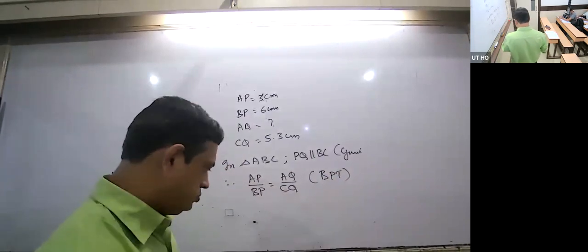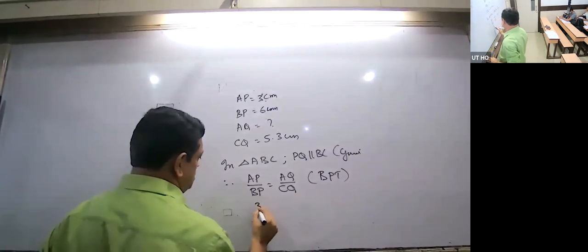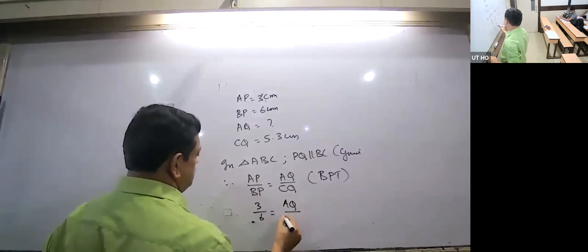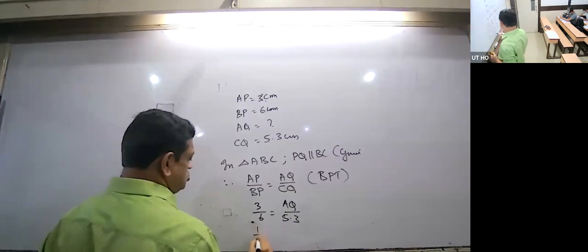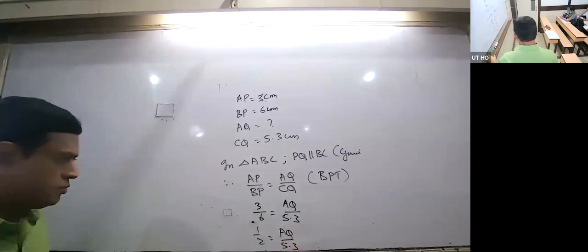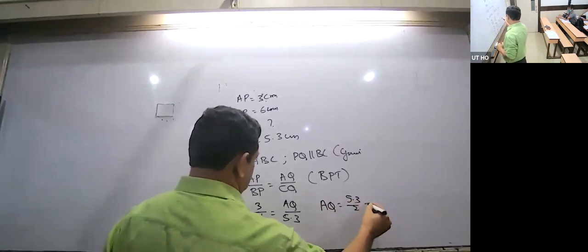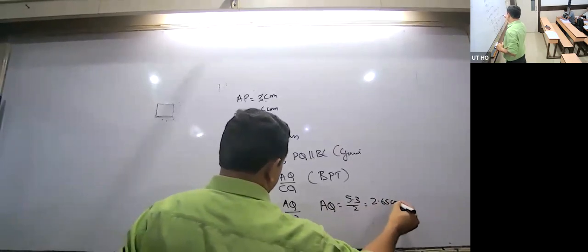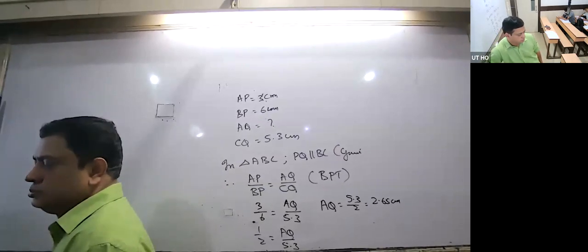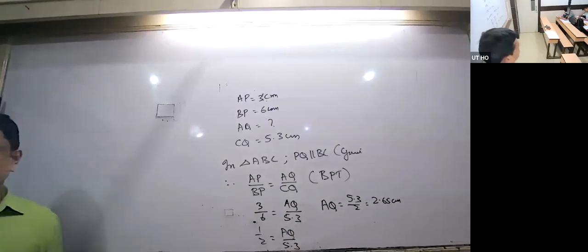Replace the values. AP is 3 divided by 6, which is equal to AQ, we don't know, upon CQ, which is 5.3. 3 by 6 is 1 by 2, equal to AQ upon 5.3. Cross multiply, and AQ is 2.65. Completed, all of you? Yes. Just replacing only.